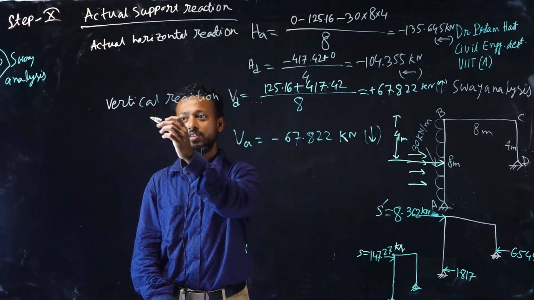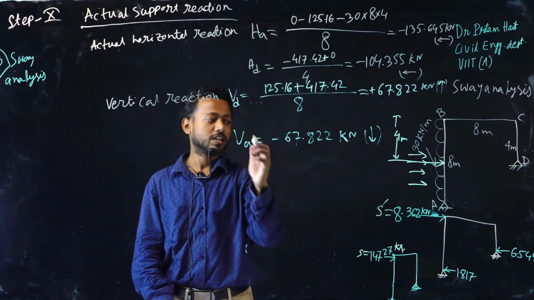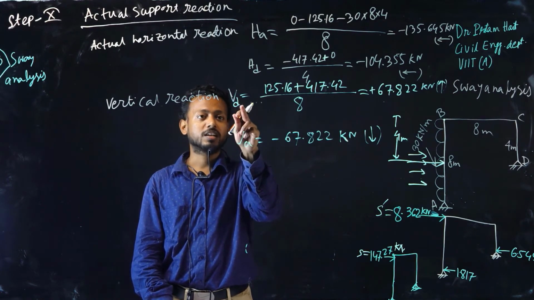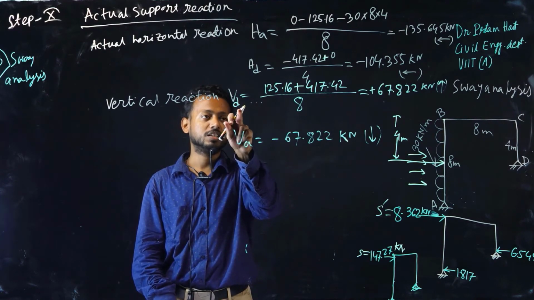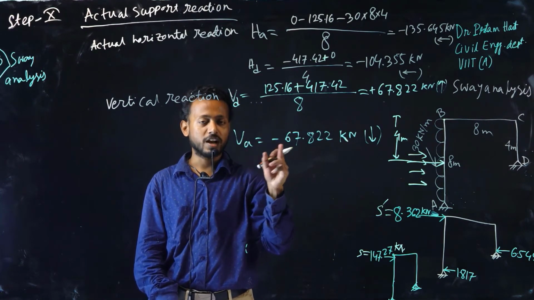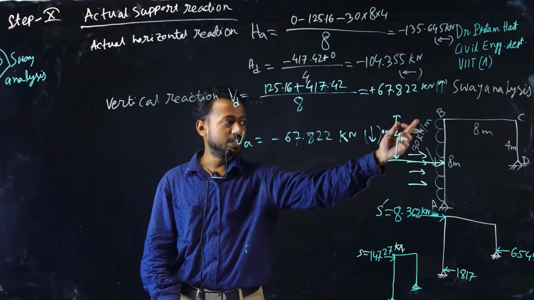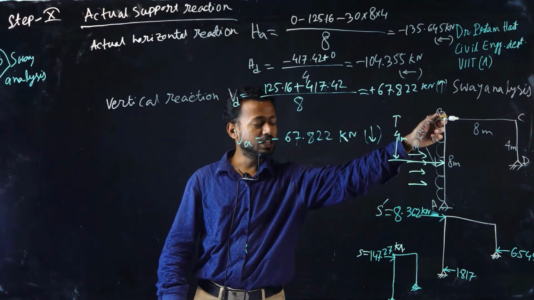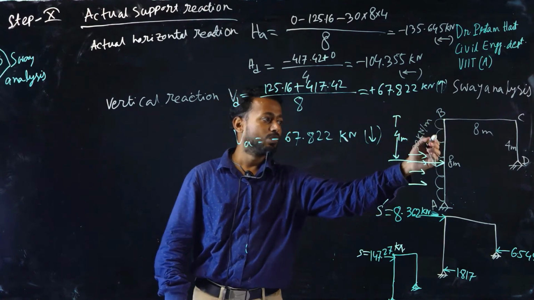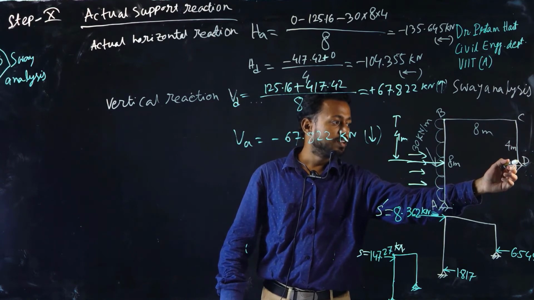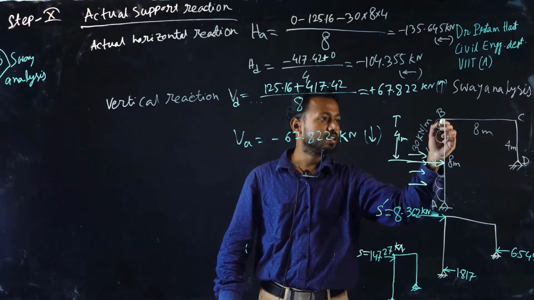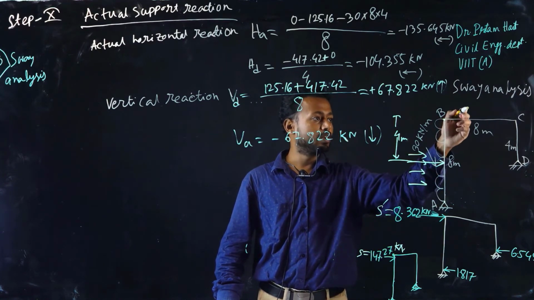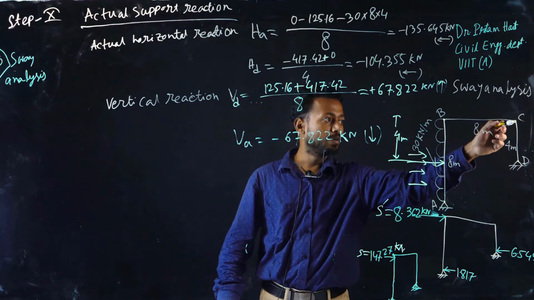Now I will calculate the vertical reactions at supports A and D. First we calculate the reaction at D support. The vertical reaction at D will be MBC plus MCB plus the moment of forces on BC about B. While calculating VD, you consider the moment about B. While calculating VA, you consider the moment of forces on BC about C.